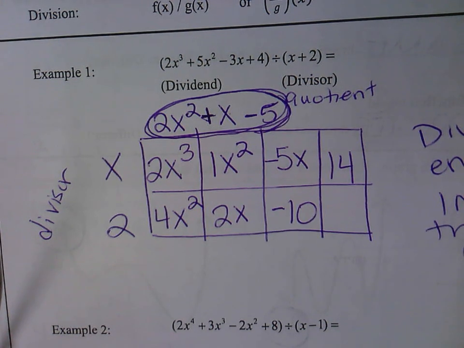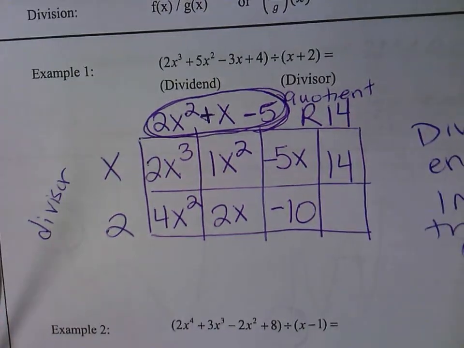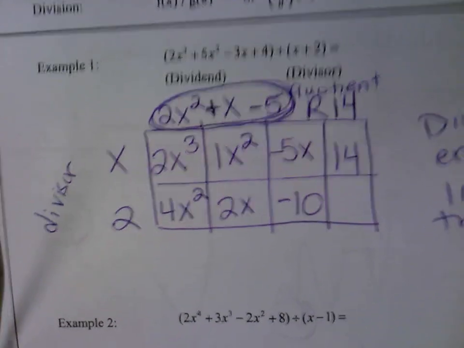If you just want to write it as R14 at the top, that would be a good enough answer. This has some significance once you get to use division later on, but that's my quotient, that's my remainder. So you just did division. It's a lot of steps, but it's the same set of steps over and over about 3 times. So let's do another one together.